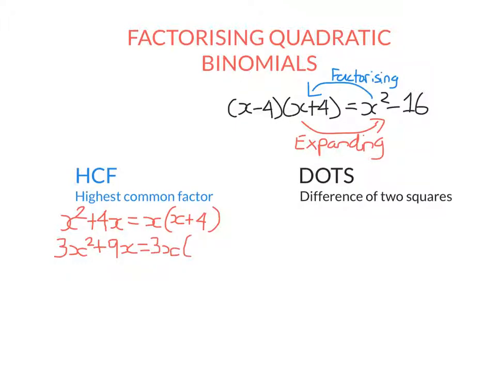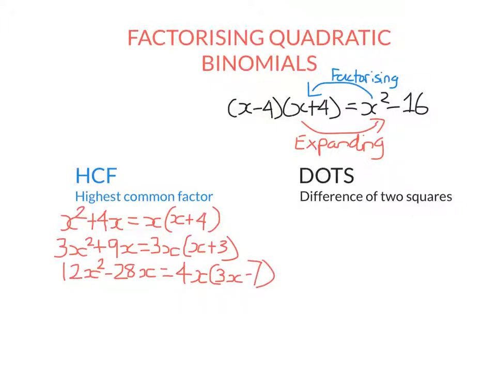So what do I times by 3x to get 3x squared? What do I times by 3x to get 9x? And then I'm done. Once again, if I expand these brackets here, then I end up with what I started with. So 12x squared minus 28x. Highest common factor of 12 and 28 is 4. And they also have a common factor of x. So what do I times by 4x to get 12x? I need to times by 3 to get to 12. And I need to times by x to get to x squared. So what do I times by 4x to get now not positive but negative 28x? And the answer is minus 7. So I need to put a minus 7 there.